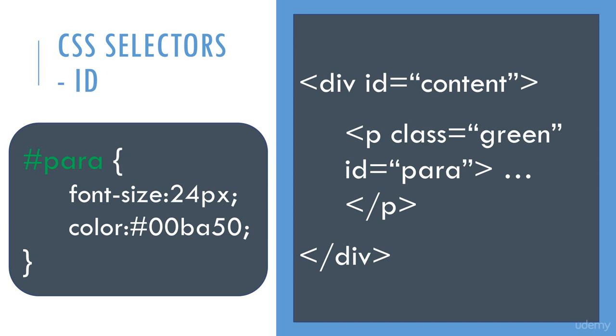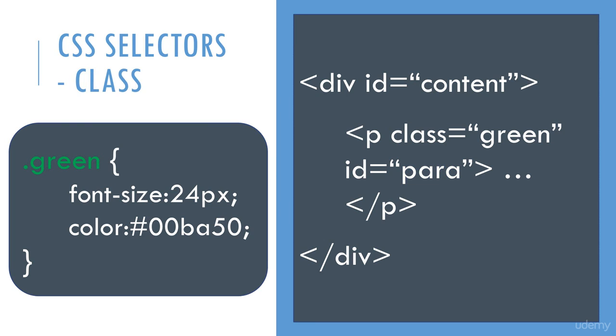In the next example, we're selecting by ID. IDs should be unique within a page. If an element has an ID, you can use that ID as a selector to style only that element. And in this case, the ID is para, and in the HTML, there's the ID attribute equal to para. We're styling that P element and only that specific P element.